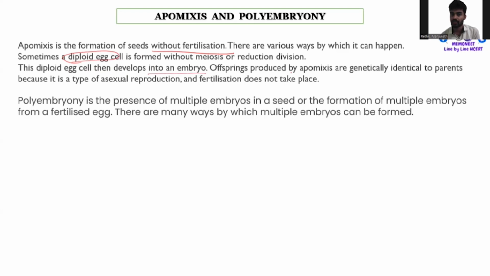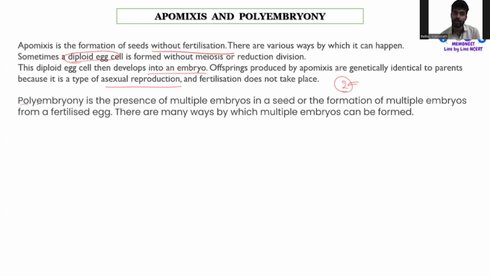Here, offspring produced by apomixis are generally identical to the parents because no fusion of two gametes is happening. Since it happens directly, they are genetically identical to the parents. It is just like a kind of asexual reproduction, without any fertilization. In asexual reproduction the offspring is similar to the parents, and in the same way in apomixis the offspring is genetically similar to its parent. The second one is polyembryony.